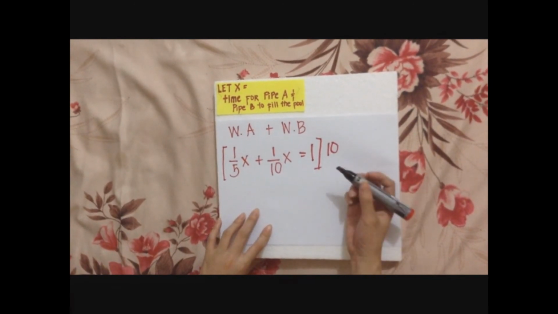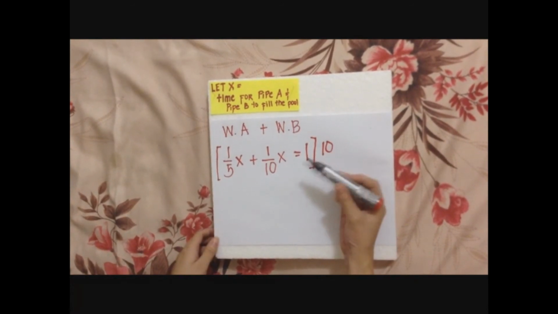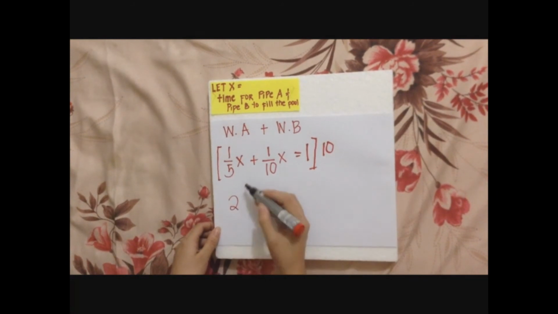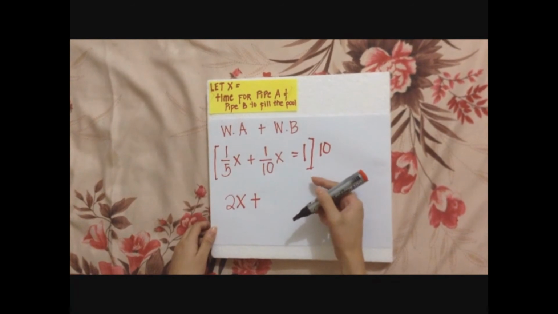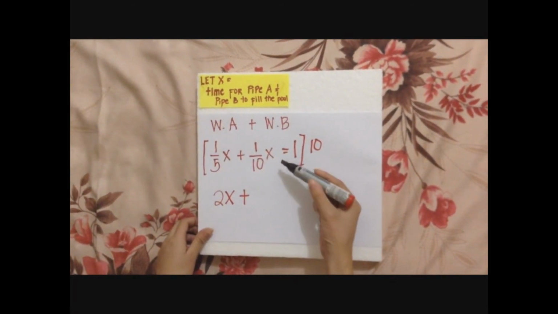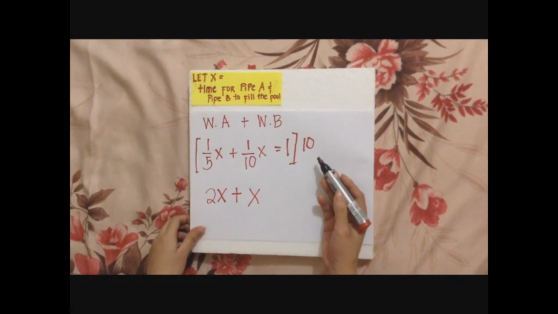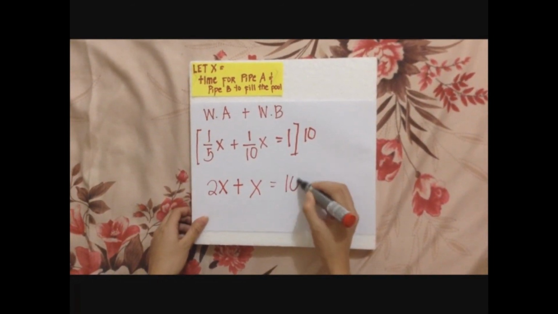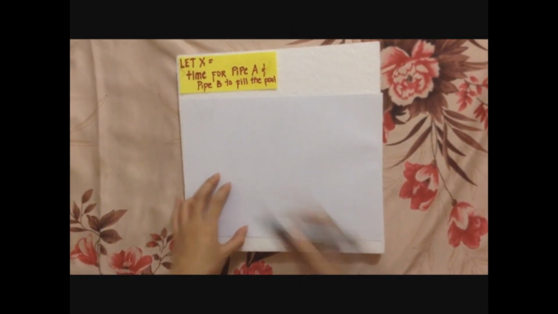And so now, we perform the operations. 10 divided by 5 is 2 times 1 is 2 times time x, plus 10 divided by 10 is 1 times 1 is equal to 1, and multiplied to the time, which is x, is simply x. And then 10 multiplied to 1 is equal to 10. And so all we have to do now is simplify.